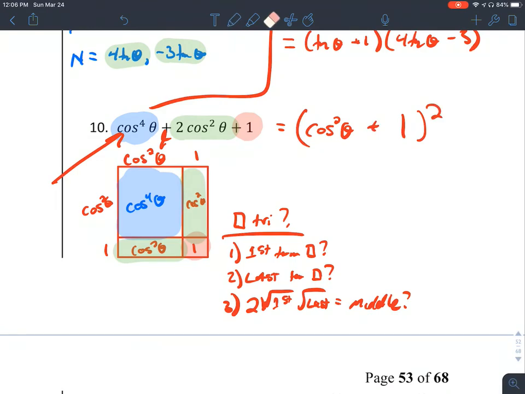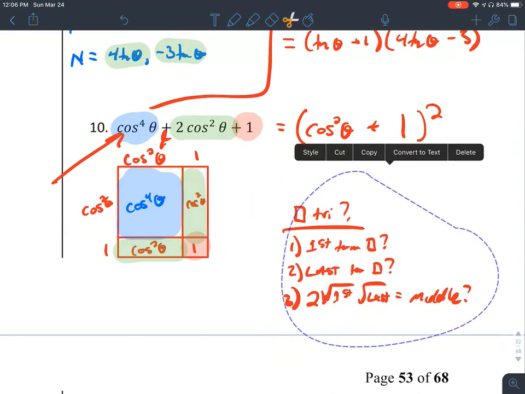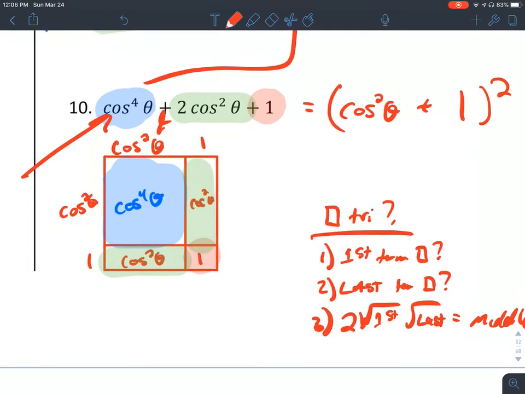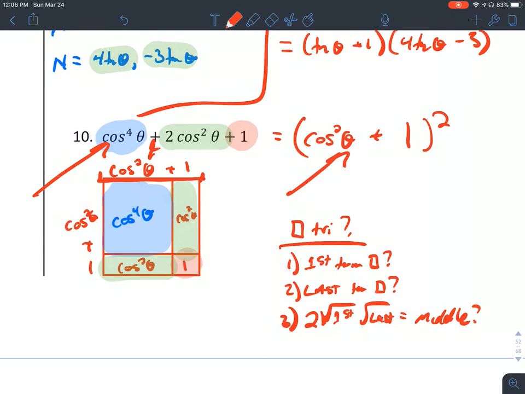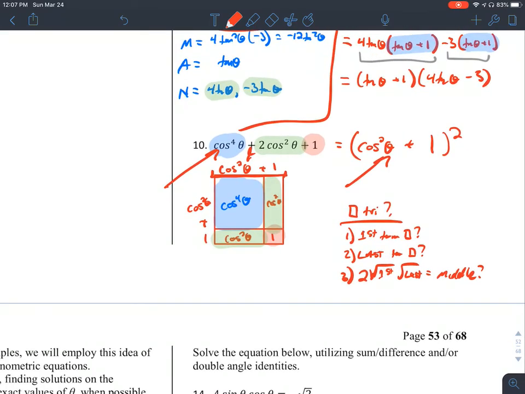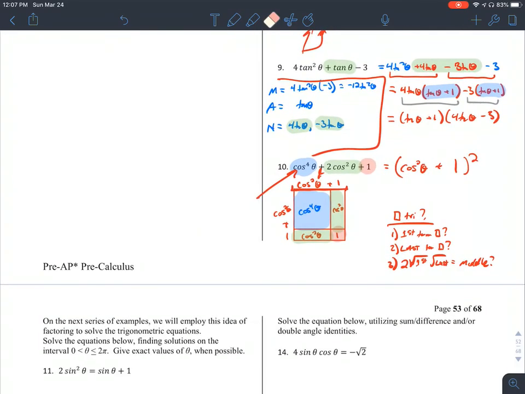Now what does this have to do with this big picture that I drew? Well, look at it. This dimension from here to here is cosine squared plus 1. This dimension here is cosine squared plus 1. So the area of the square is cosine squared plus 1 times itself, which is cosine squared plus 1 squared. I think it's awesome. Moving on.